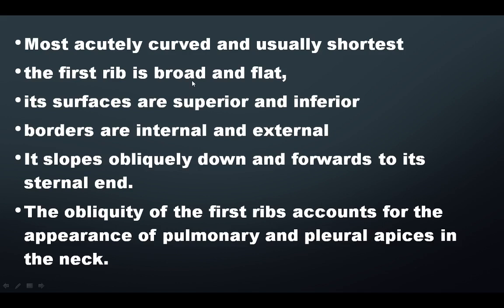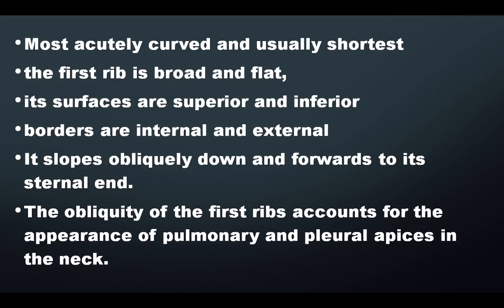Okay, so you know this. The first rib is broad as well as flat. Then the surfaces are superior surface and inferior surface. In the other ribs, we found that there were a medial surface and a lateral, or more specifically, one external surface and an internal surface. Actually the external surface was the lateral surface and the internal surface was mostly the medial surface. But in the first rib, the two surfaces are superior surface and inferior surface. And the borders are internal border and external border.